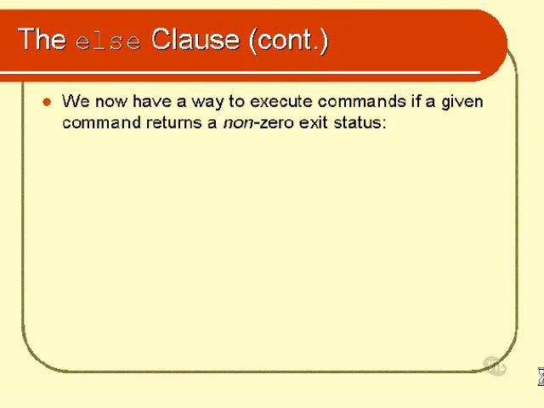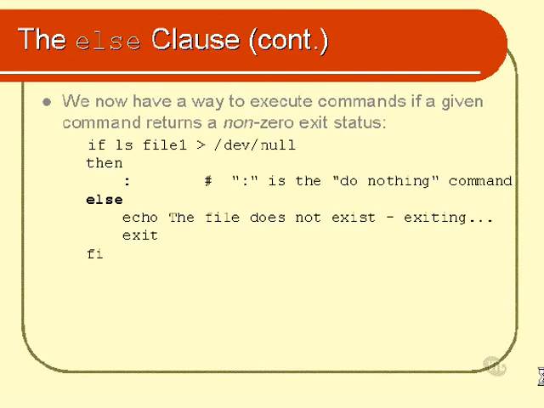If you think about it, we now have a way to execute a command if a given other command returns a non-zero exit status. What does that mean? Suppose that all I want to do is one particular block of code. It won't be like the previous example where we do one set of code if the condition is met and another set of code if the condition is not met. All I want to do is one block of code if the condition is not met, in other words, if the command produces a non-zero exit status. Let's have a look at how we might do that.